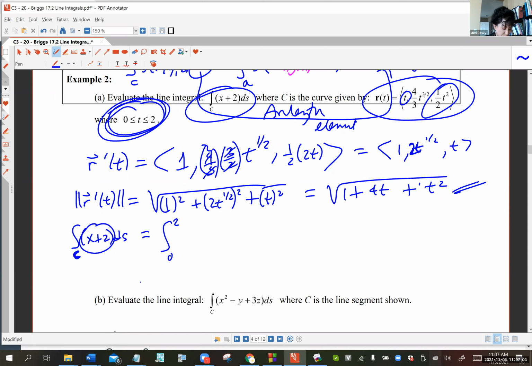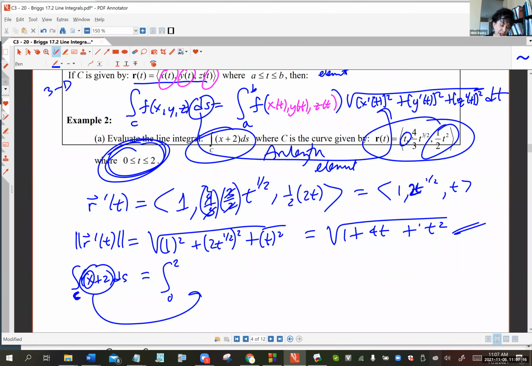The x plus 2 needs replacements. I don't want to see the letter x in your line integral. The only variable I should see is t. So what do you replace x with? You look at your vector valued function, and whatever the x component is, this one's kind of easy. You replace x with the x component from your vector valued function. This one is just t. It's usually never that easy.